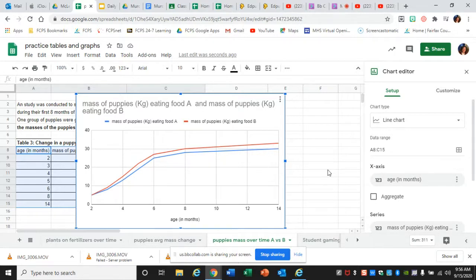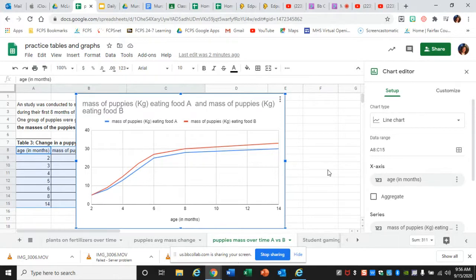Your age in months is just a marker for your x-axis because you're measuring the change in the puppy's mass over time eating those 2 different foods. But your IV is not time. Your IV is actually the type of food. Okay, so then what's your DV? I'm waiting. What are we measuring? What is depending on the IV here? Weight, the mass. Yes, the mass is your DV. You guys are awesome.